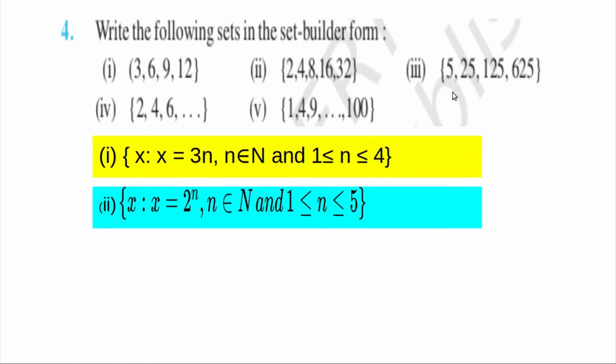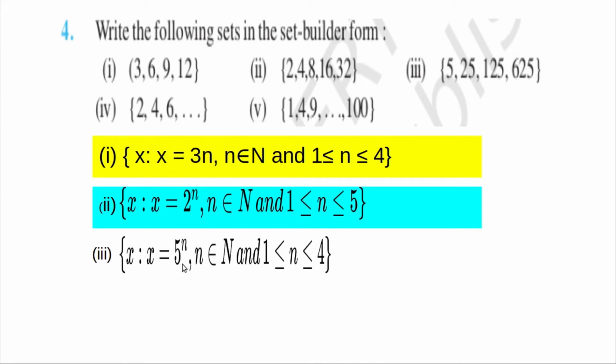Now the next question is 5, 25, 125, 625. Here we can see that 5 raised to 1, 5 square, 5 cube, 5 raised to 4. Therefore we can write it like this: set of all x such that x equals 5 raised to n, where n is a natural number, 1 less than or equal to n less than or equal to 4. Therefore n can take 1 to 4: 5 raised to 1 is 5, 5 square is 25, 5 cube is 125, 5 raised to 4 is 625. Therefore this is the answer.